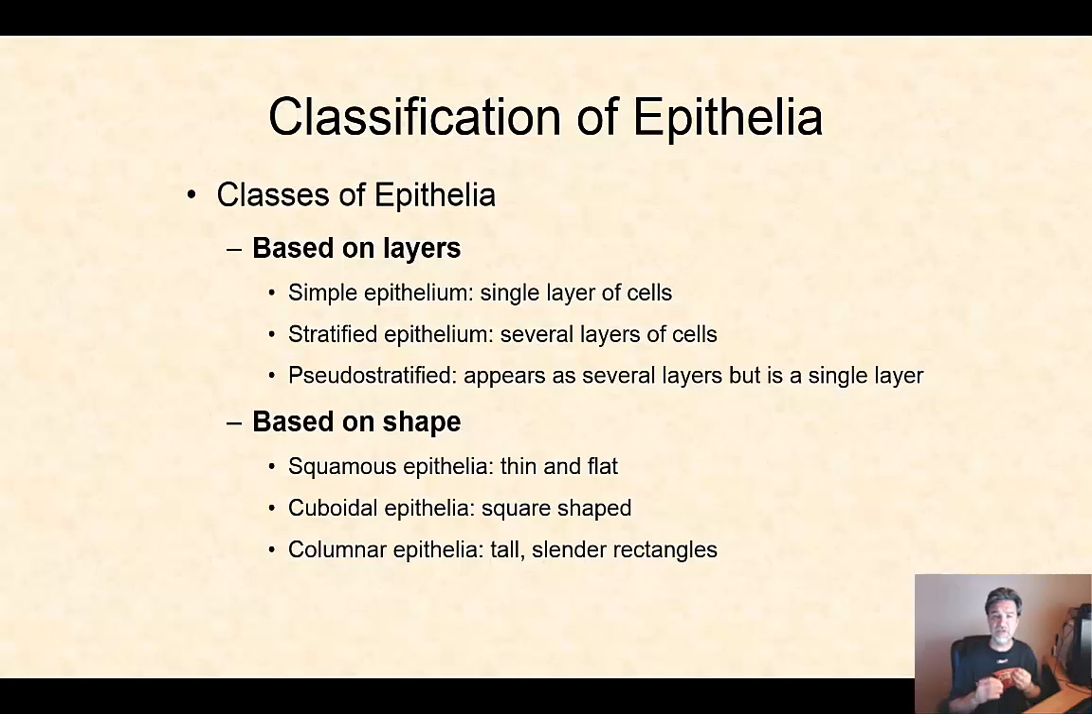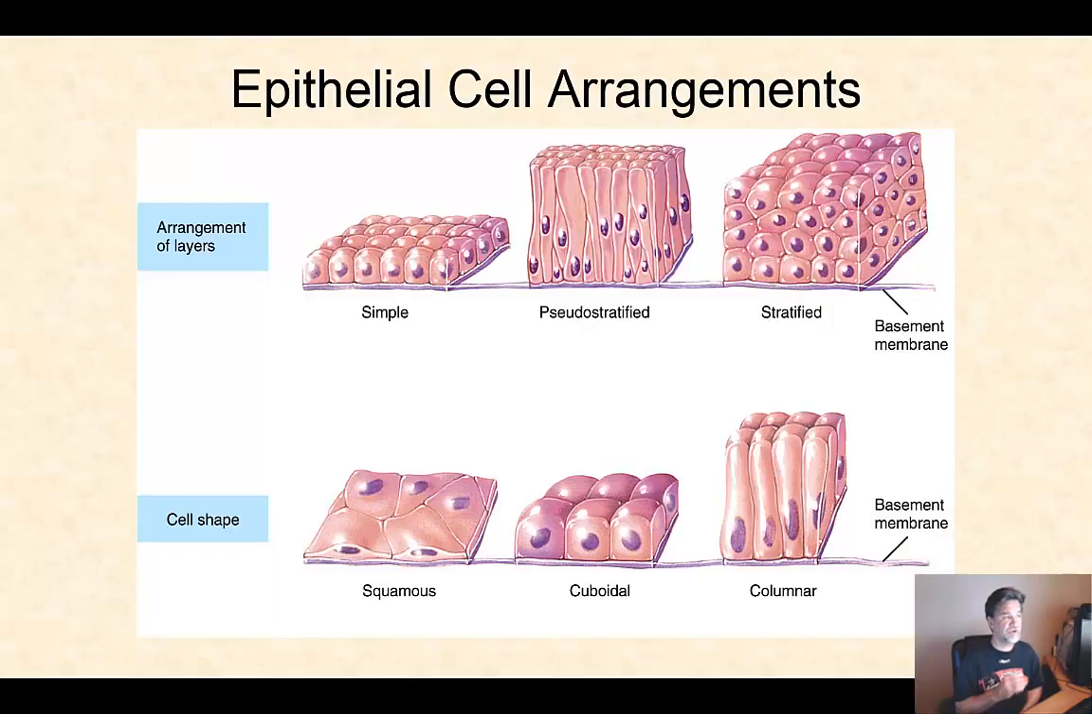Now, each of these are ideally suited for a particular purpose and their location in the body. So let's get to that. I mean, that's kind of the neat stuff about all of this. So here we have some pictures showing you the different ways that epithelial tissues can be classified and arranged.